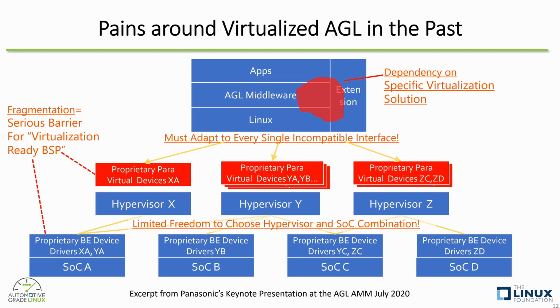And imagine if you want to migrate your software from one hypervisor to another or one SOC to another, you need to do this kind of customization every time. So it was undesirable fragmentation, so that OEMs and Tier 1s would not have enough freedom of choice in the virtualization solutions. It is unhealthy from the ecosystem point of view.